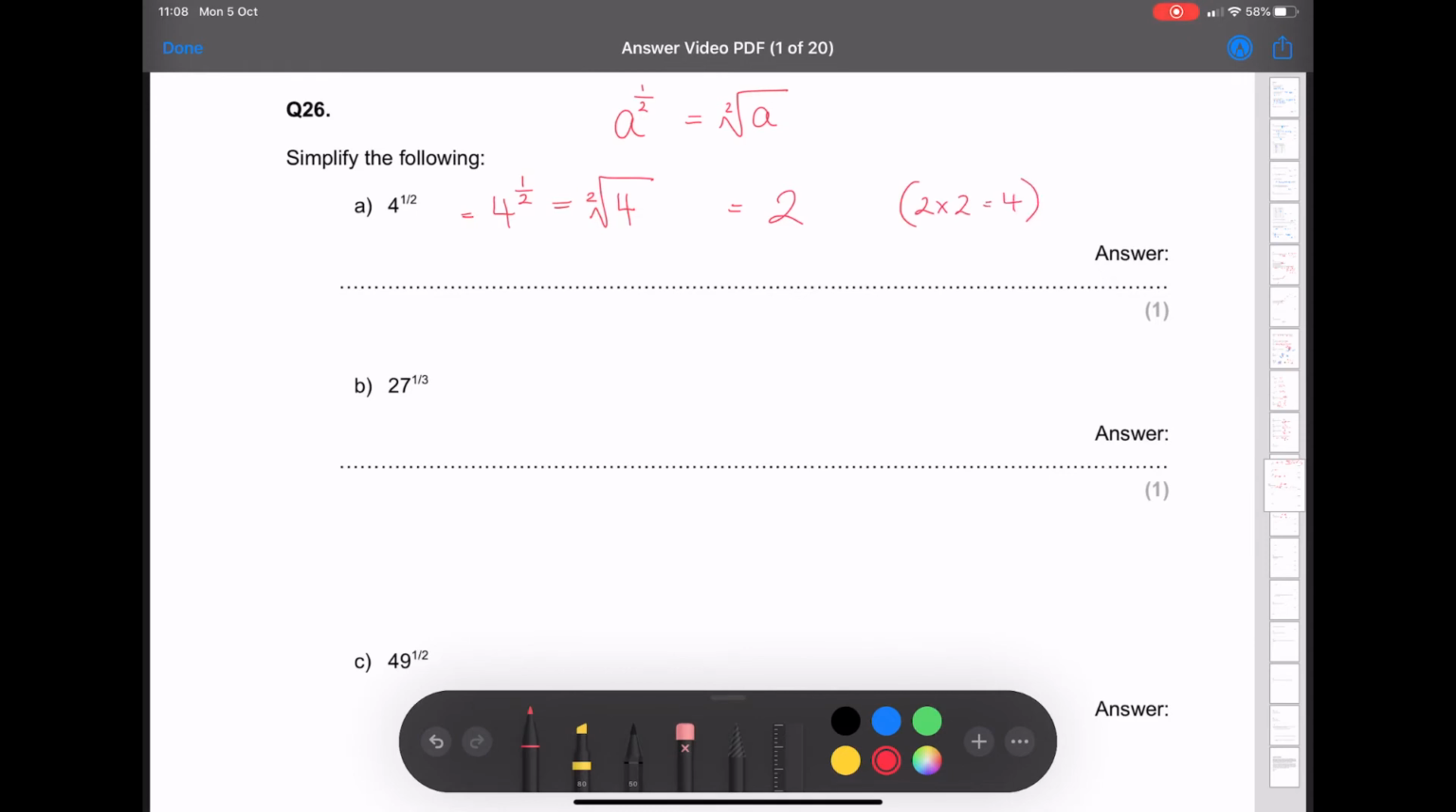With this one, you've got 27 to the power of a third. Just like a number to the power of a half is the square root, a number to the power of a third is the same as the cube root. So this is saying, what is the cube root of 27? The cube root is when it's times in 3 times. So the cube root of 27 would actually be 3, because 3 times 3 times 3 is 27. So that would be your answer for that one.